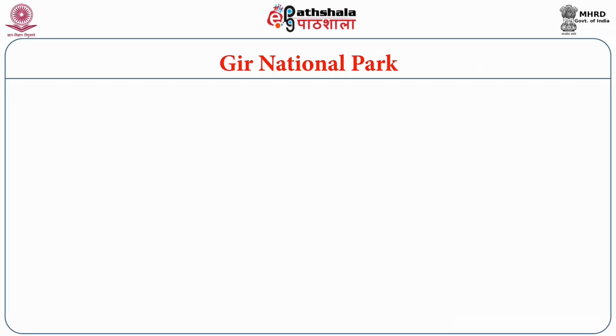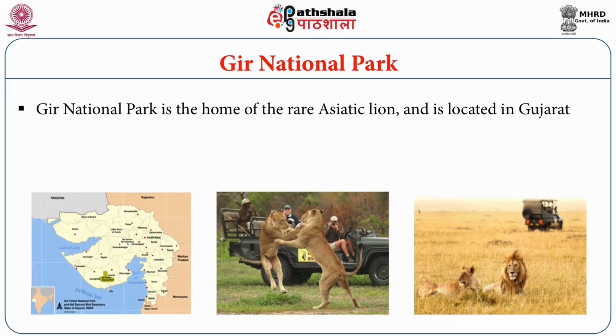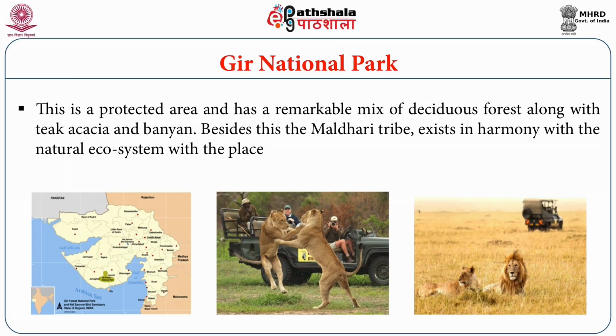Gir National Park. Gir National Park is the home of the rare Asiatic lion and is located in the state of Gujarat. The park sprawls over an area of 3,386 square kilometers. This is a protected area and has a remarkable mix of deciduous forest along with teak, acacia and banyan. Besides this, the Maldhari tribe exists in harmony with the natural ecosystem of the place, which offers a wonderful and exotic experience to the tourists.